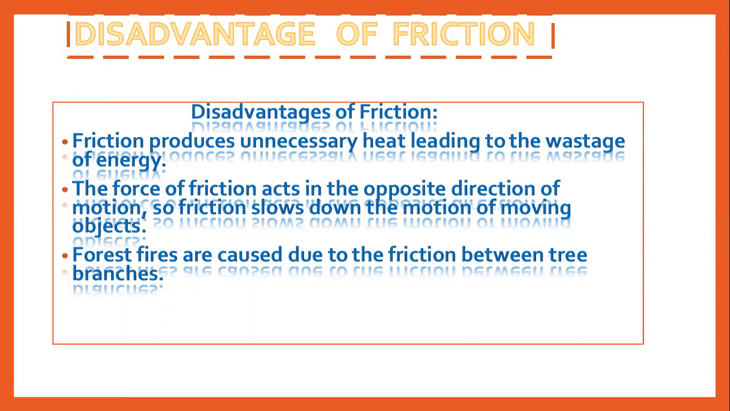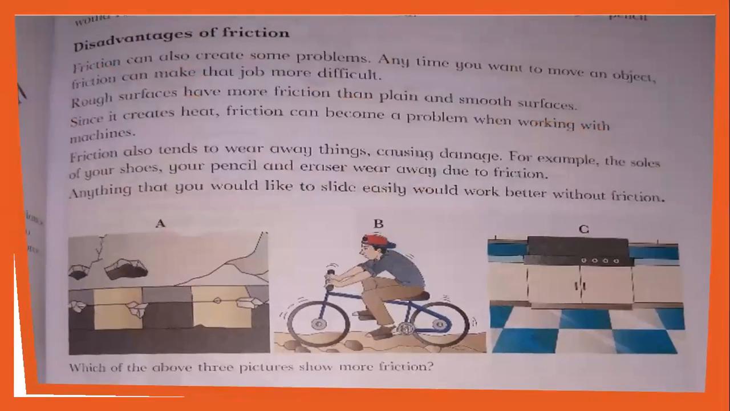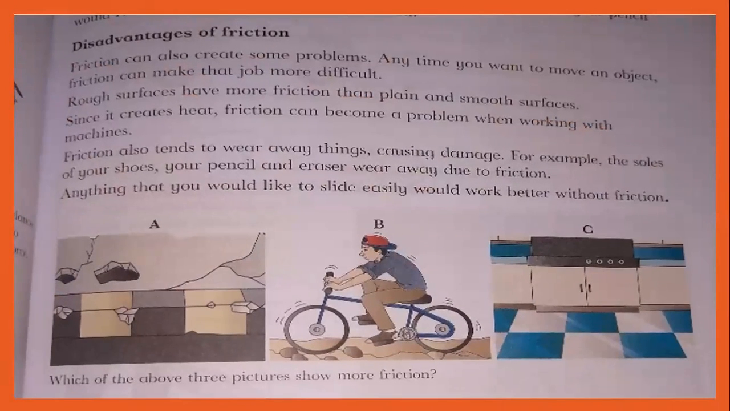Forest fires are caused due to the friction between tree branches. You have heard many times that there is a fire in the jungle or in the trees. They are due to the friction between the leaves of the trees. Friction can also create some problems.